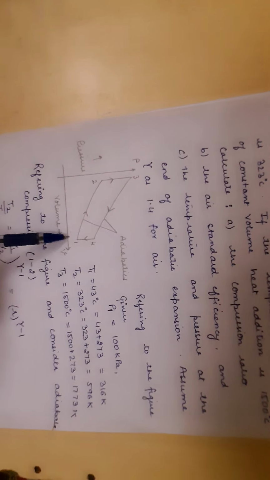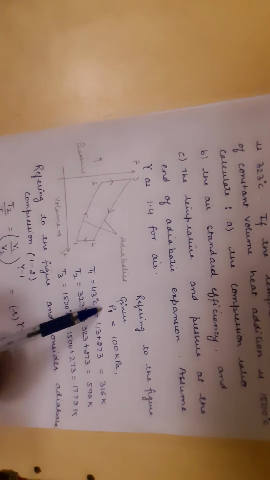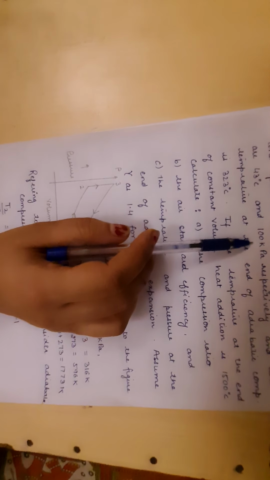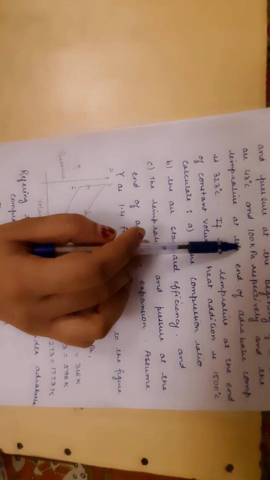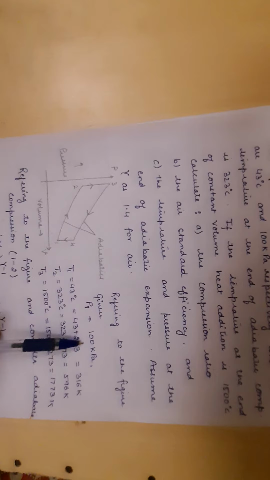Okay, so first of all we will refer to the figure which is already given here, the PV diagram of the Otto cycle, and referring to that figure we will now put the values here. So we can see P1 is given here as 100 kilopascal. How come? Because it is already mentioned in the question that at the beginning of the compression stroke the pressure is 100 kilopascal. So P1 will be 100 kilopascal.